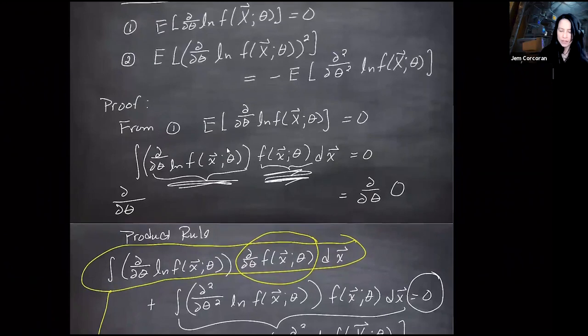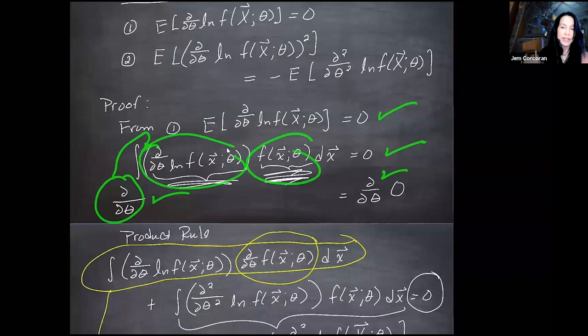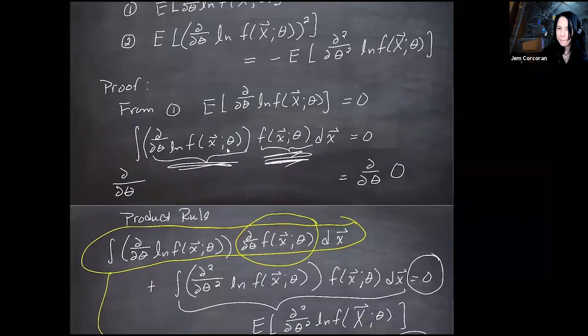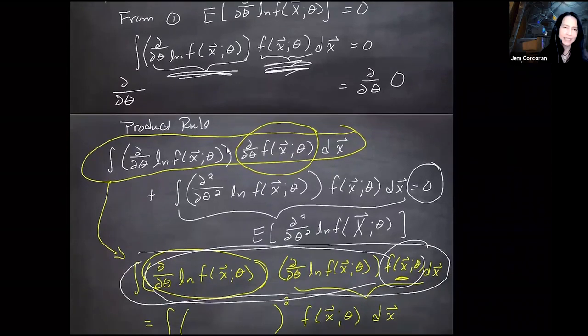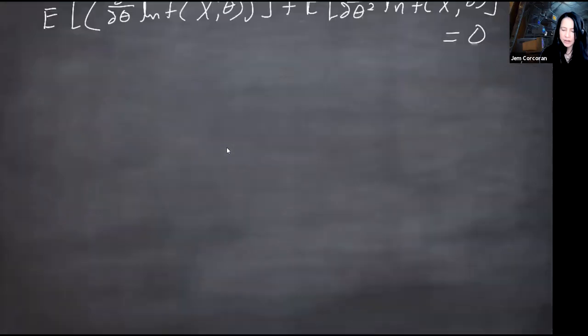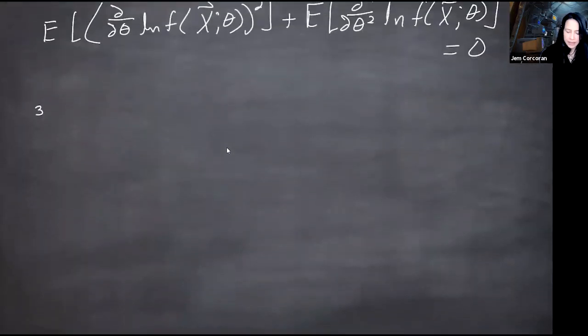So the process is to start with number 1, to write out what it is as an integral, to take the derivative on both sides, to pull the derivative past the integral, and to do a product rule here, and then some manipulating to get the expectations back. Fun stuff.